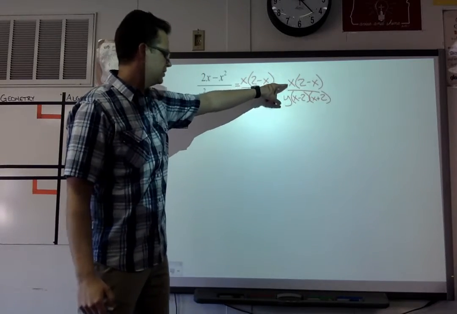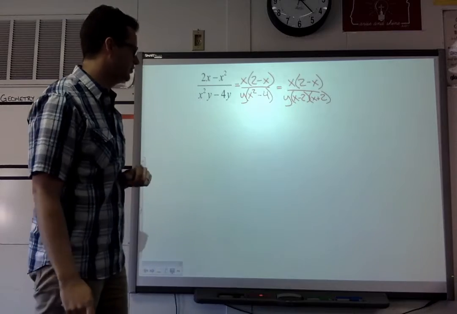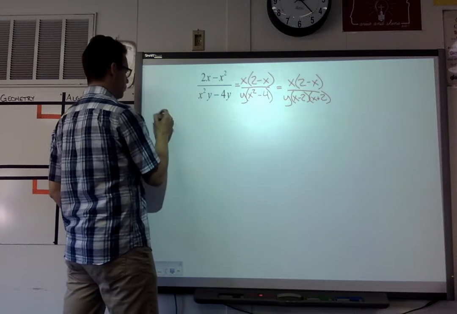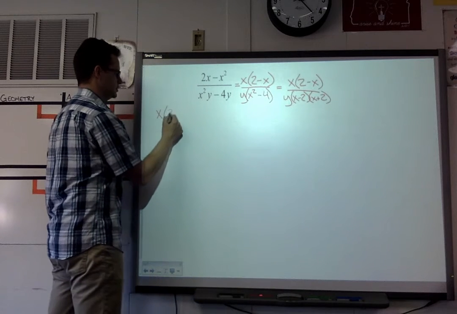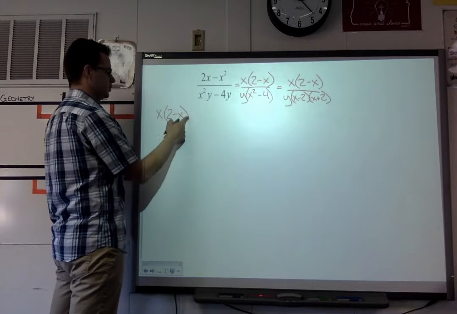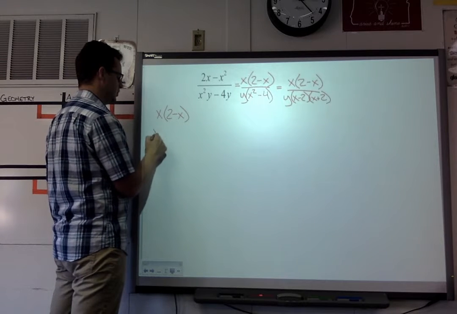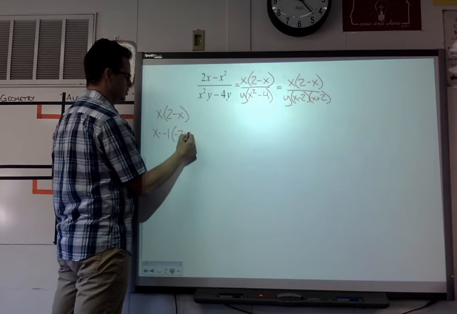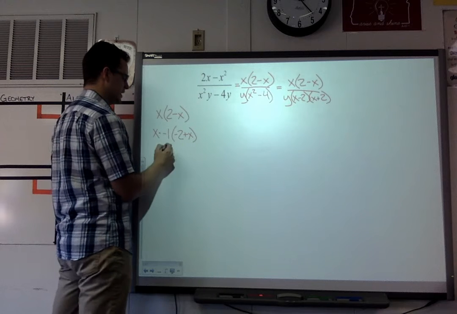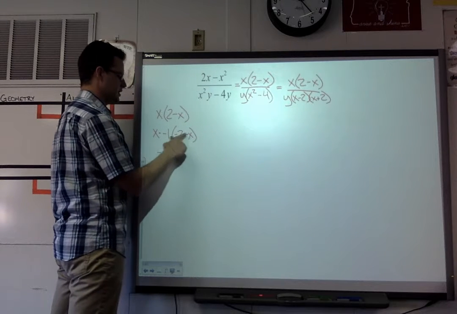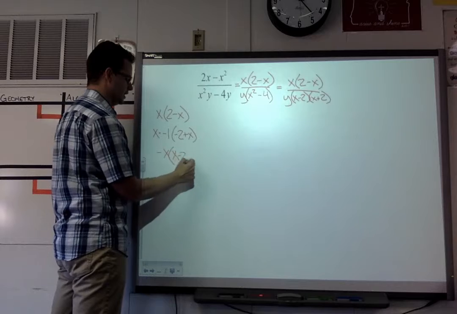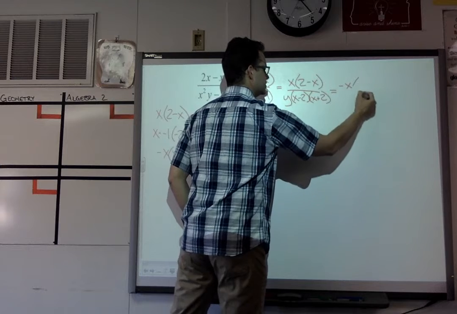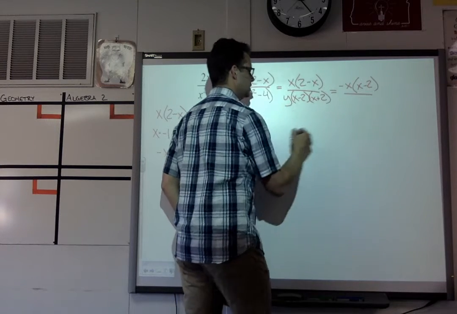So if we go ahead and factor out a negative 1 from our top term, we can say that if we have x times 2 minus x, we're going to factor a negative 1 out of this, so we would have x times negative 1 times negative 2 plus x. X times negative 1 would give us negative x. Negative 2 plus x we can also write as x minus 2. So our numerator becomes negative x times x minus 2.